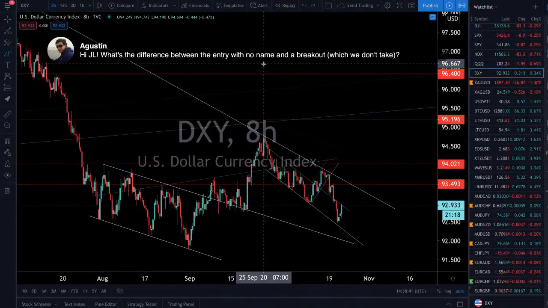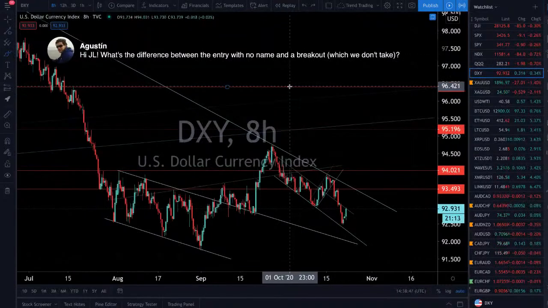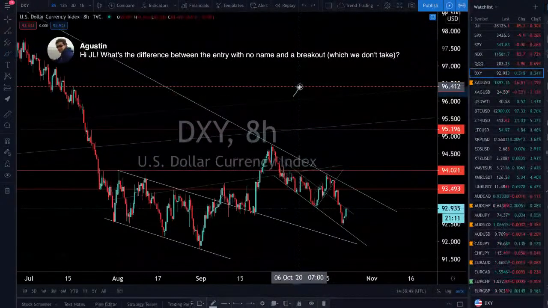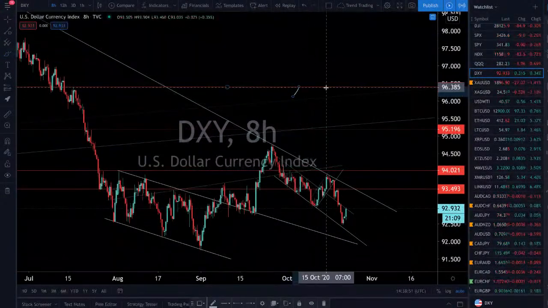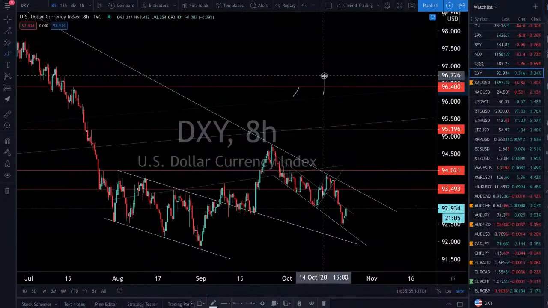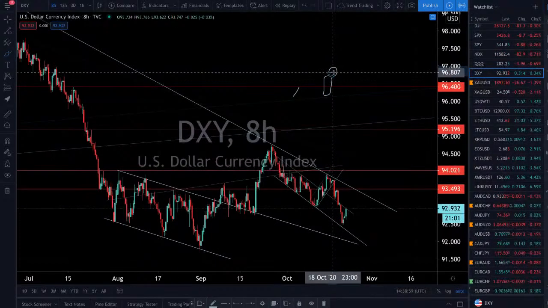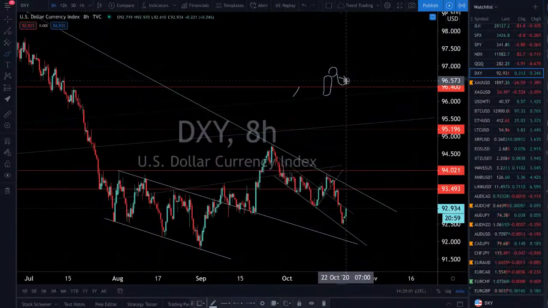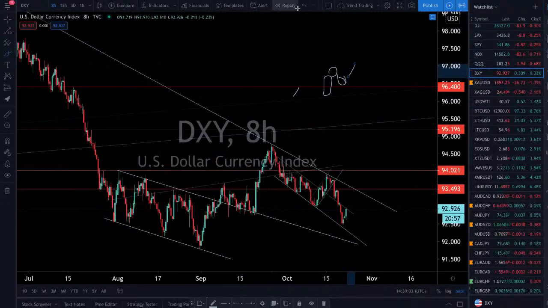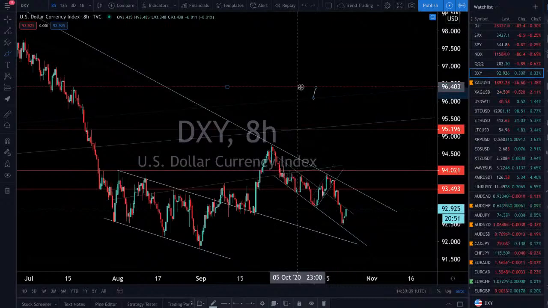So there is a big difference in that the entry with no name never breaks out. It comes up into the resistance. It's not like normally what we're taking, which is this. Just follow this as resistance. Normally we get a break, right? And then we look for a retest and then a resumption, right? So we're not getting the break here, which is a breakout. We never got the break. This is just a test. You never break the level.